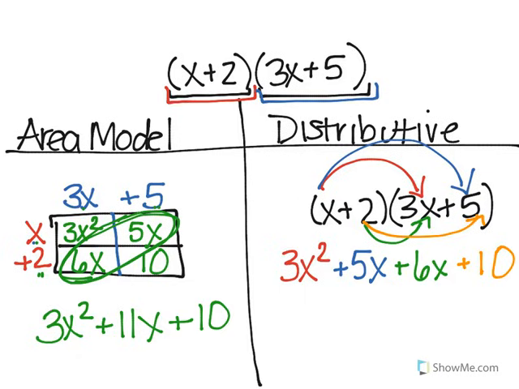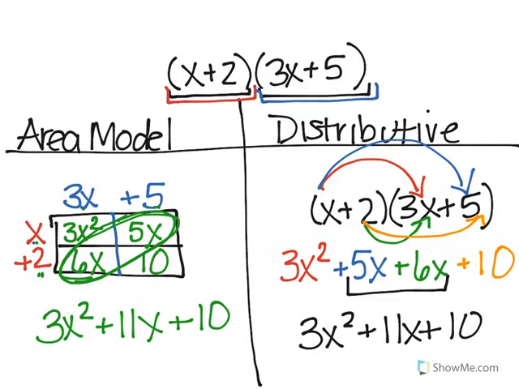Finally, I have to combine my like terms. My like terms are 5x plus 6x, so my final simplified expression is 3x squared plus 11x plus 10. And I'm also just going to color code the area model with the same colors from distributive property to show you how it's the same exact steps, just one using a graphic organizer.